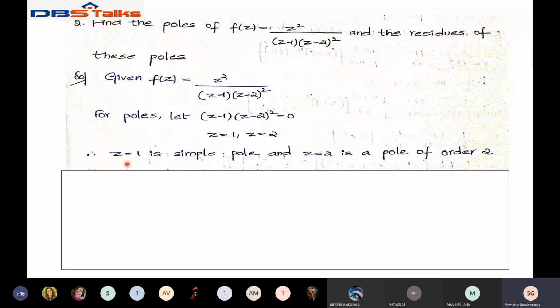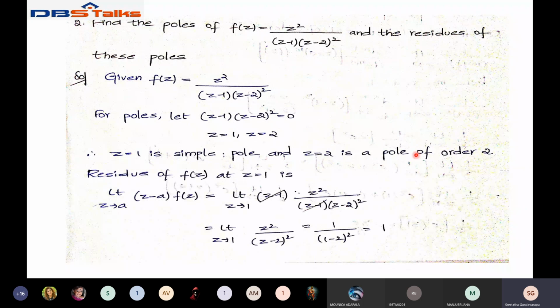Therefore, we get z equal to 1 and z equal to 2. So, in these poles, z equal to 1 is a simple pole and z equal to 2 is a pole of order 2. Next, we have to find the residues at the two poles z equal to 1 and z equal to 2. First, to find the residue of f of z at z equal to 1, this is a simple pole. So the simple pole formula is limit z tends to a of (z minus a) f of z. Here a is 1.